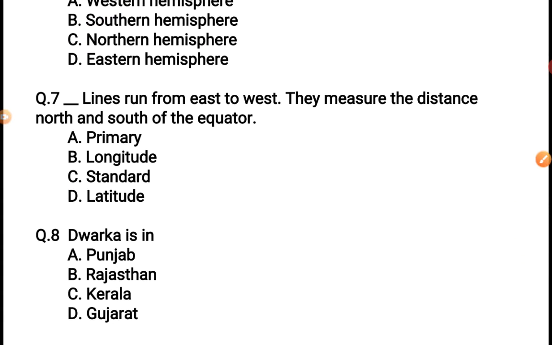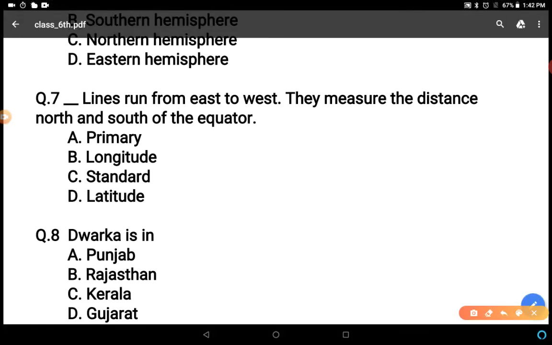Lines that run from east to west. Which lines? They measure the distance north and south of the equator. So this is a very simple answer. Primary, longitude, standard, latitude: latitudes. D is the correct answer. Next, Dwarka is in Punjab, Rajasthan, Kerala, Gujarat. It is situated in Gujarat.